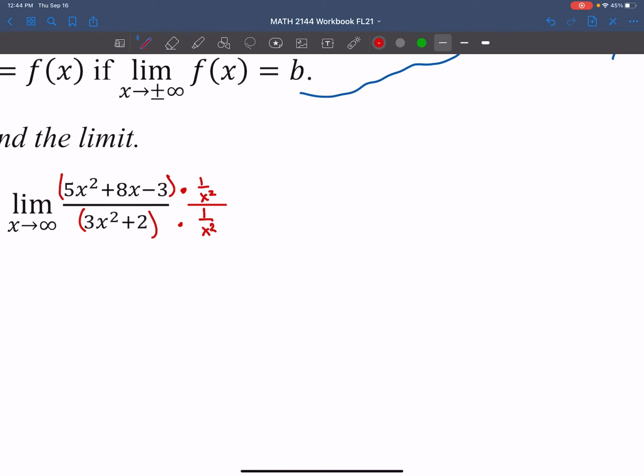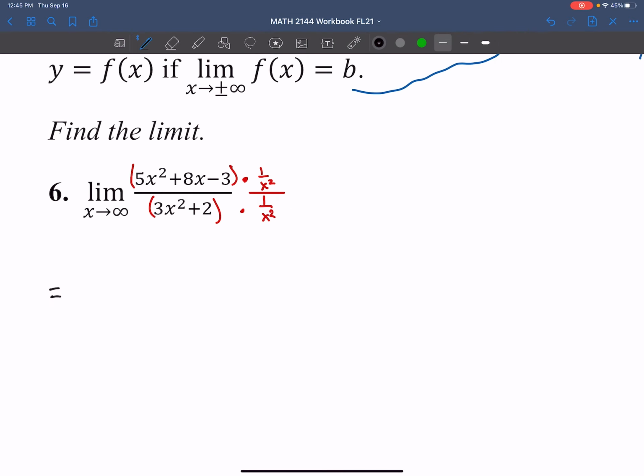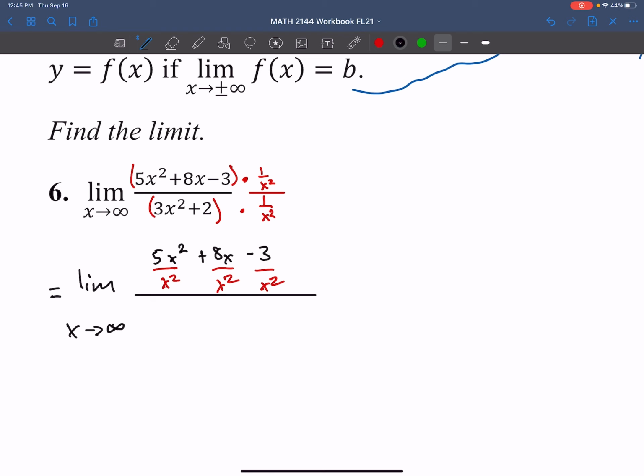So what happens when we do this is we get the limit as x approaches infinity of 5x squared plus 8x minus 3, but each of these is going to be divided by x squared. We also have the same thing in the denominator: 3x squared plus 2, and we're going to divide everything by the highest power of x in the denominator. So that's going to be the first step in the View an Example. I looked at the highest power of x in the denominator, which is x squared, and divided everything by that. Everyone okay with what I did there?